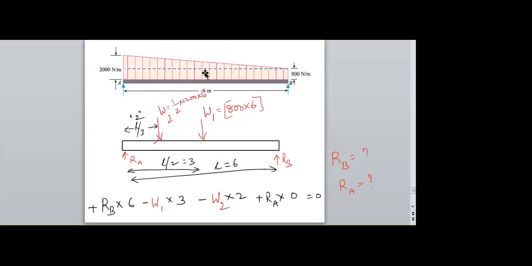The rectangle load acts at the center, at L/2 distance. The triangular load acts at L/3 distance. Therefore 6/3 we are getting 2 meters and 6/2 I am getting 3 meters. Now the problem is converted into only 4 point loads: RA, RB, W1 and W2. So I can find RA and RB now.